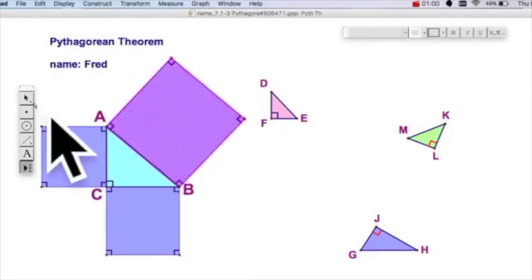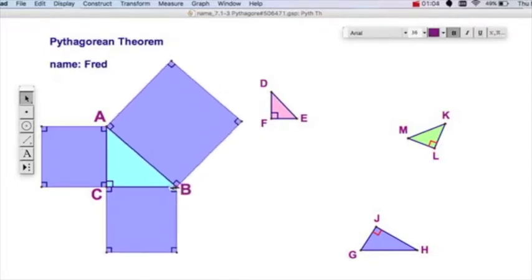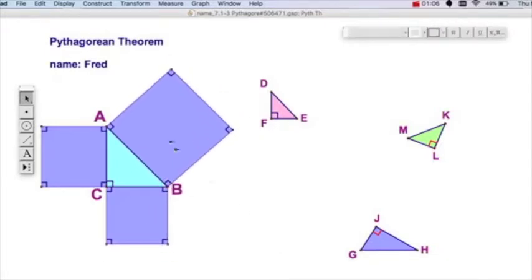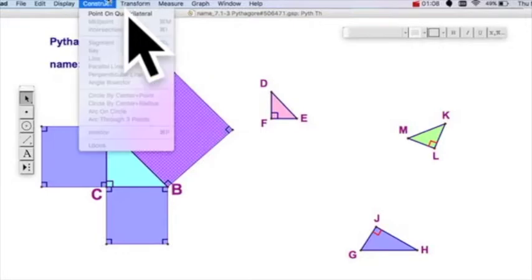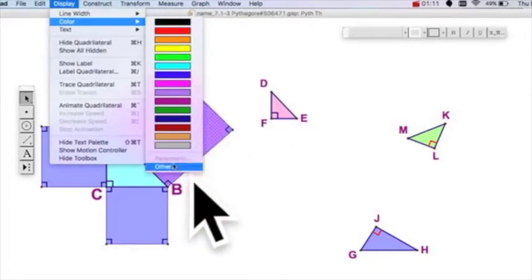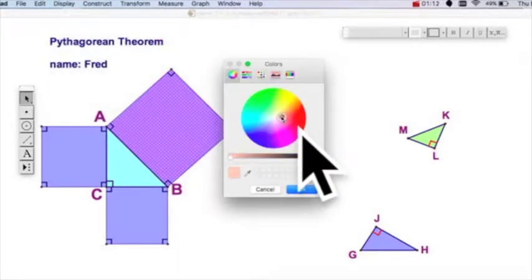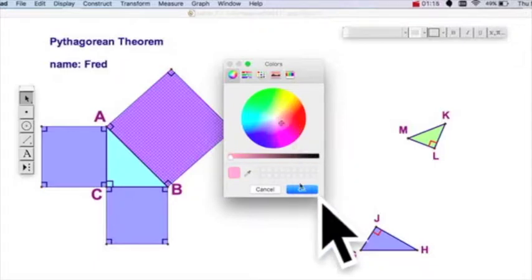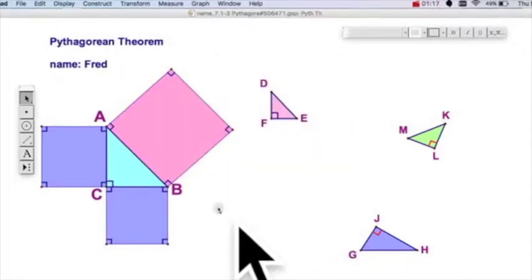I know you've seen this before. Classic math stuff. And you say, oh yeah, look at that. Now, just for fun, let's go up here and change that to more magenta, a different color for the big square.